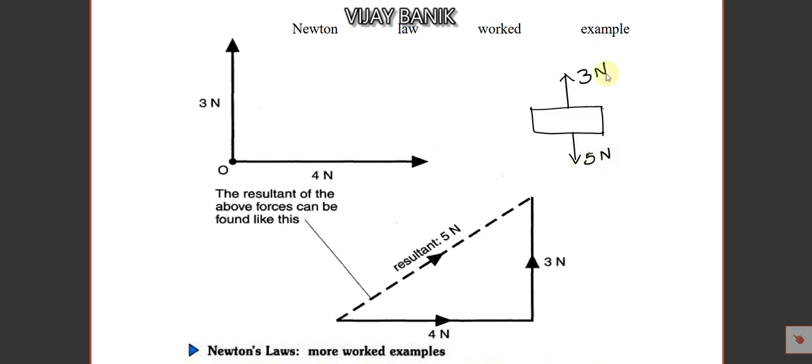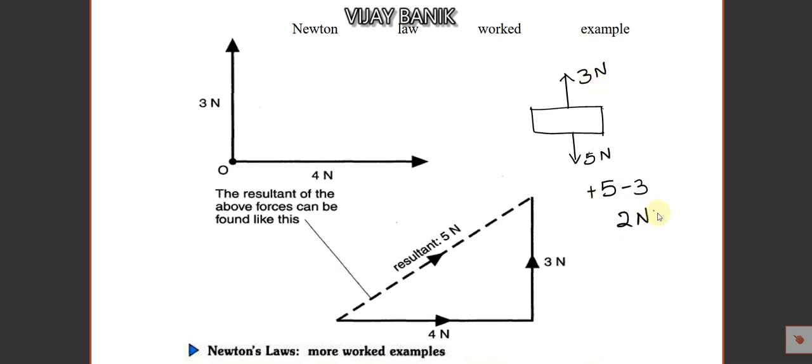In this case, we will take downward as positive and upward as negative, or upward as positive and downward as negative. It doesn't matter. We can take whichever side positive we want to, but I have a rule, which I will mention later on. So in this case, let's say 5 minus 3, so that's 2 Newton. It's positive. We are taking downward as positive because we took 5 as positive and 3 as negative.